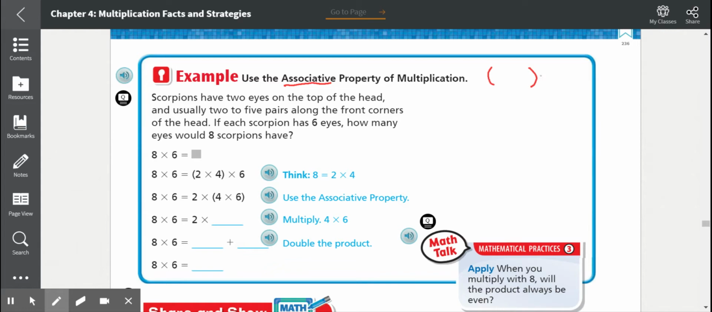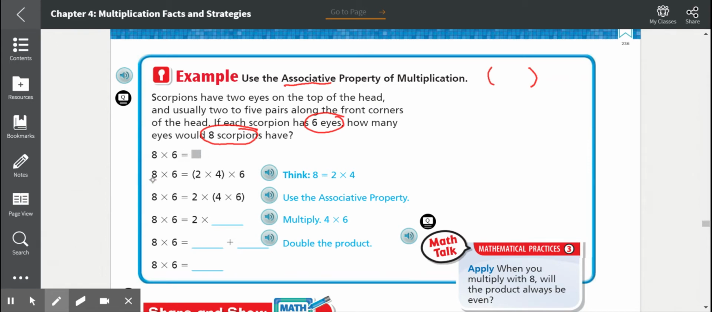So let's do another problem using the associative property. Scorpions have 2 eyes on top of the head, and usually 2 to 5 pairs along the front corners of the head. If each scorpion has 6 eyes, how many eyes would 8 scorpions have? So now our numbers are 8 and 6. So if there's 8 scorpions and they each have 6 eyes, how many eyes is that?